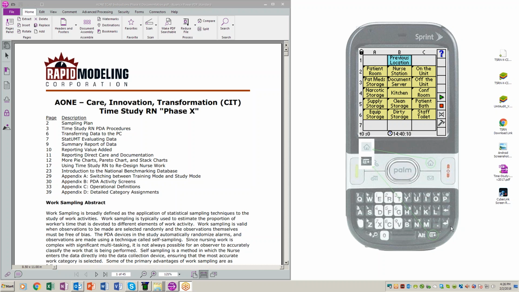TimeStudyRN was developed to support the Transforming Care at the Bedside project, or TCAB. TCAB was formed because of an observed trend that technology, new unit design, and new nursing processes were causing the nurse to spend less time at the bedside, impacting patient care, quality, and outcomes. At the same time, Lean and Six Sigma success stories in manufacturing were catching the attention of healthcare organizations globally.